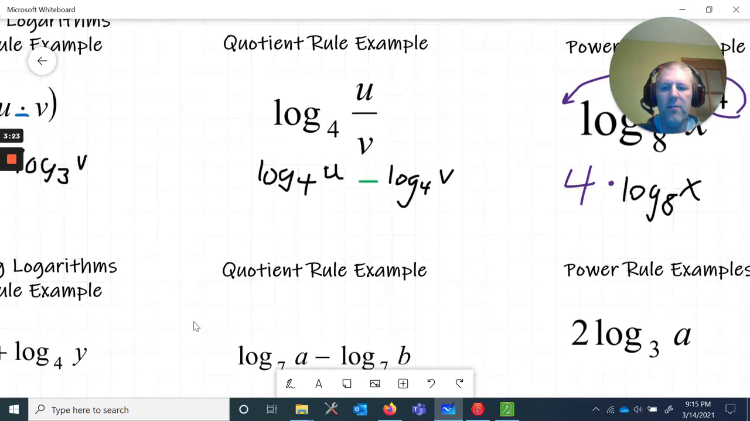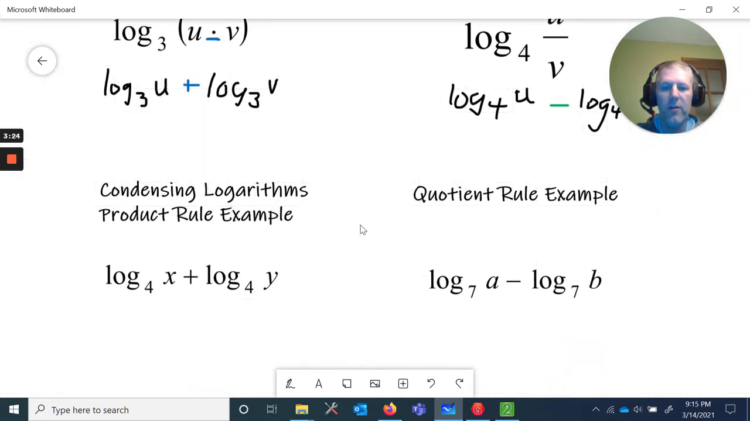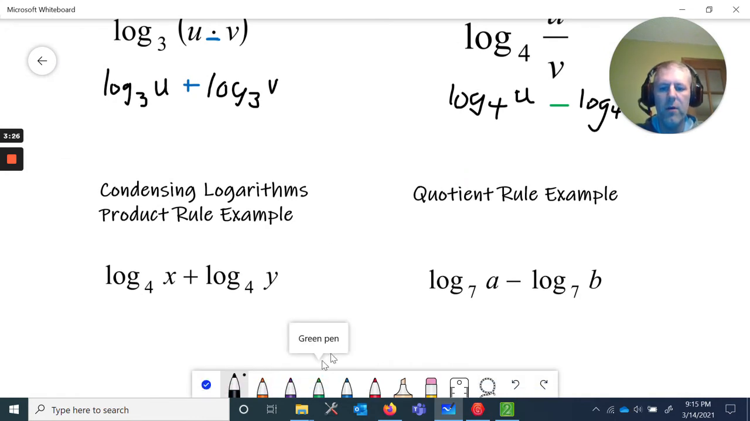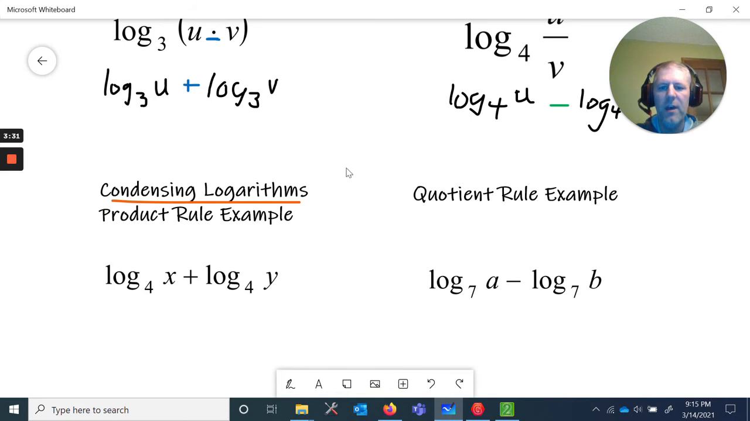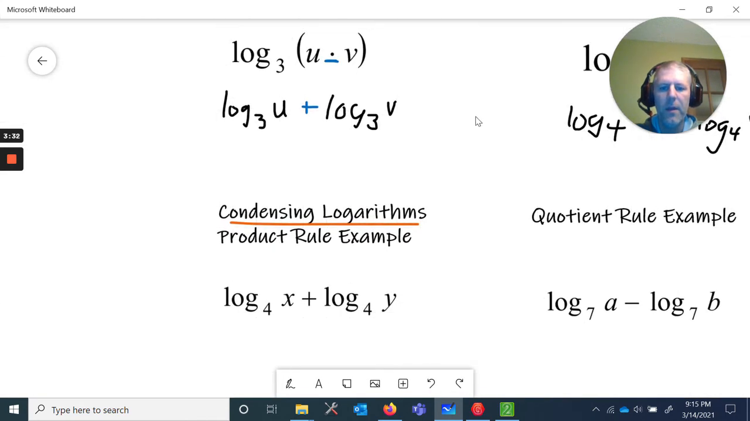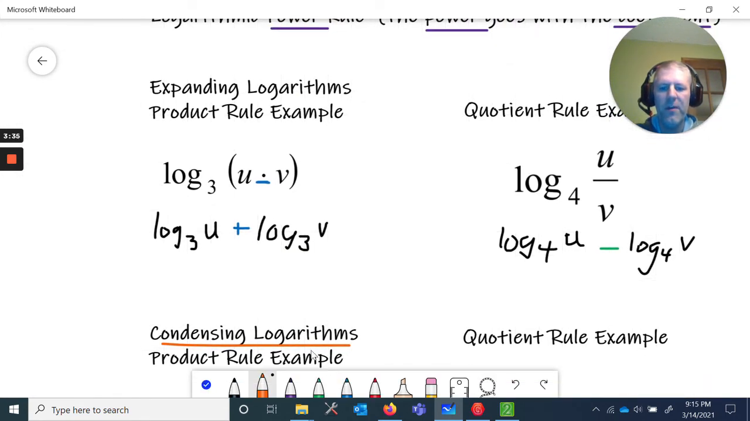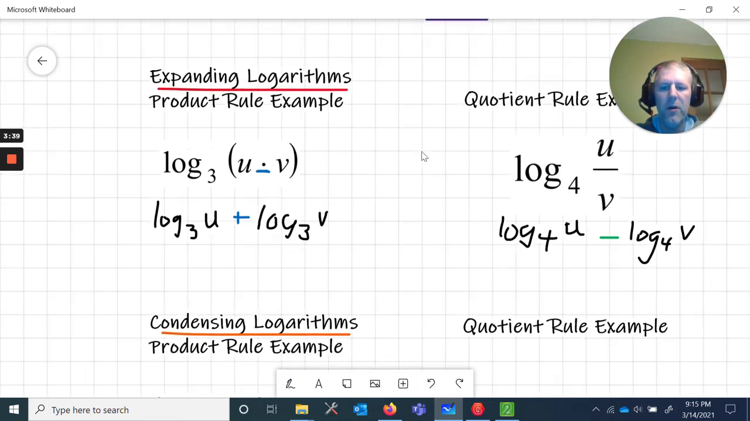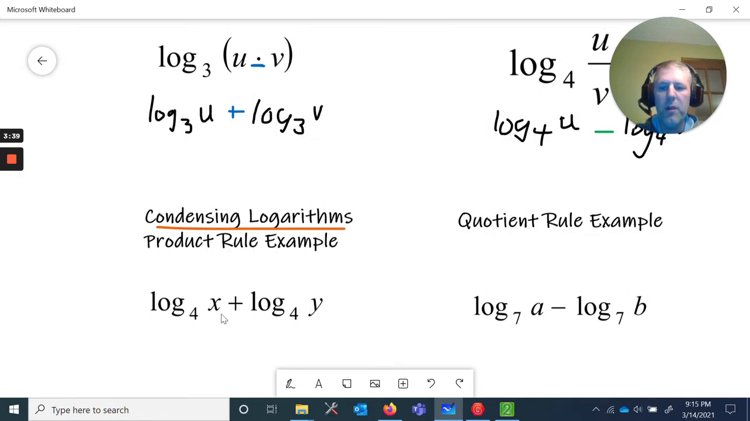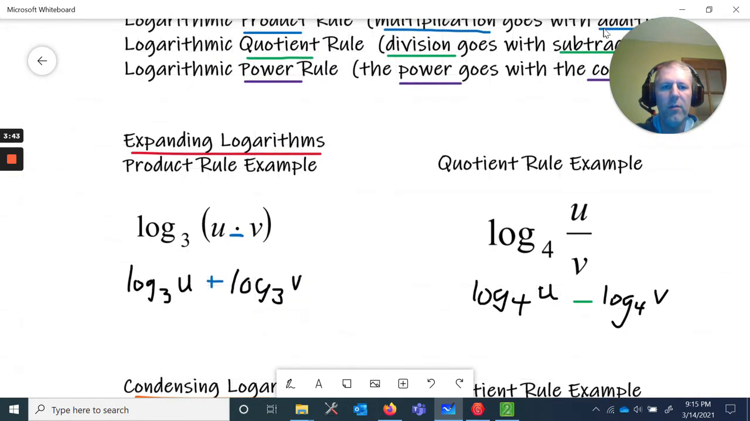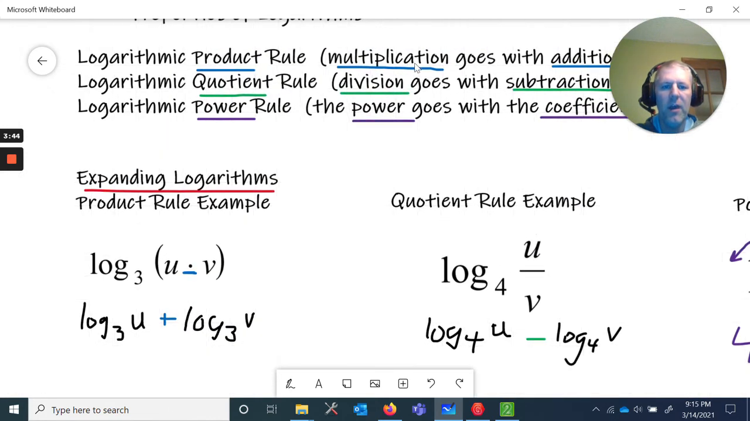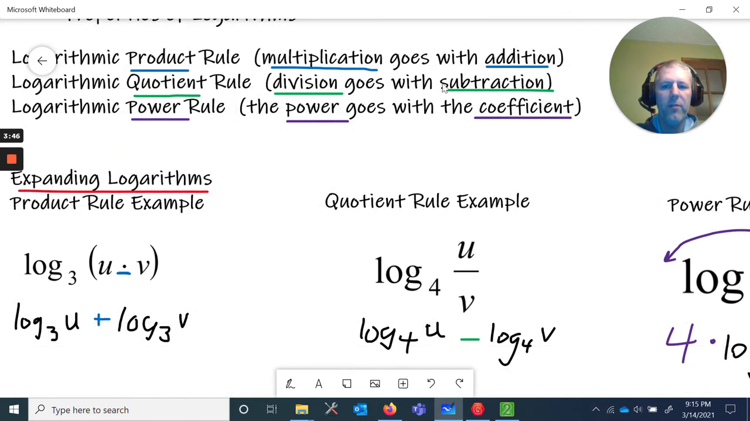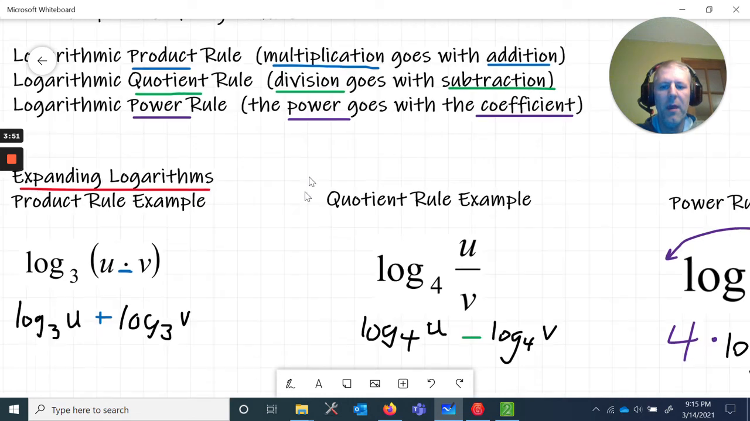Okay, now let's look at condensing logarithms. So this first little bit was expanding or getting bigger. And as you can probably figure out, condensing is going to be getting smaller. So the same rules apply. So plus or addition is going to go with multiplication. And we're just going backwards here, right? Subtraction becomes division, and a coefficient will become a power.